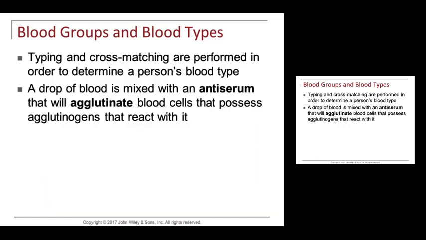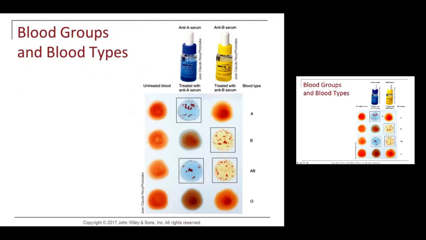Typing and cross-matching are performed in order to determine a person's blood type. A drop of blood is mixed with an anti-serum that will agglutinate the blood cells that possess the agglutinogens that react with it. So if I am a type A, how do I figure that out? If I'm a blood type A and I'm treating with an anti-A serum, it's going to agglutinate, and that confirms that I'm a type A blood. If I treat it with an anti-B, nothing's going to happen. It's not going to recognize it. This is how we determine what blood type an individual is, right?